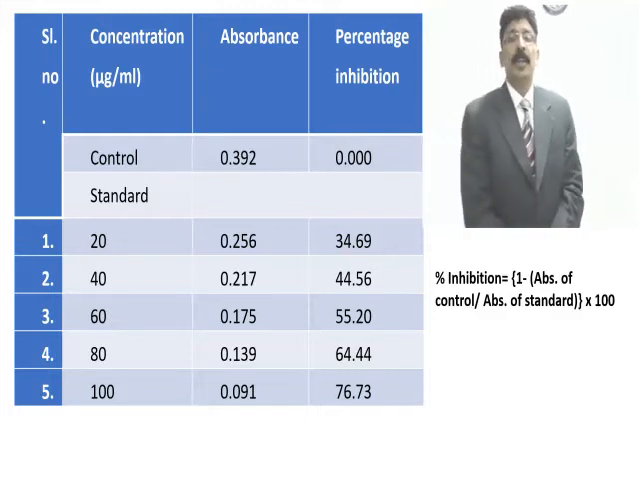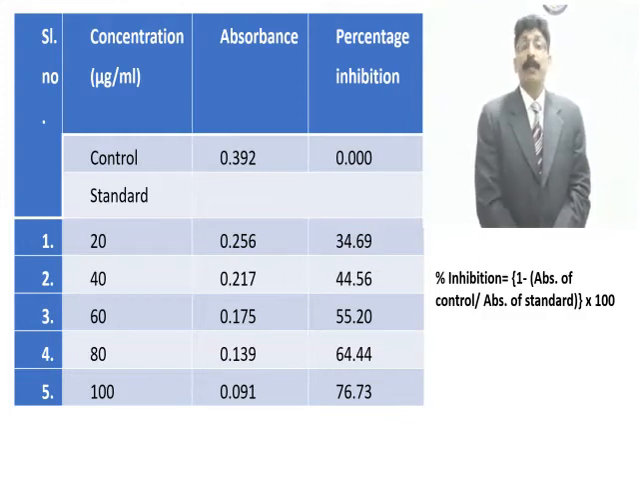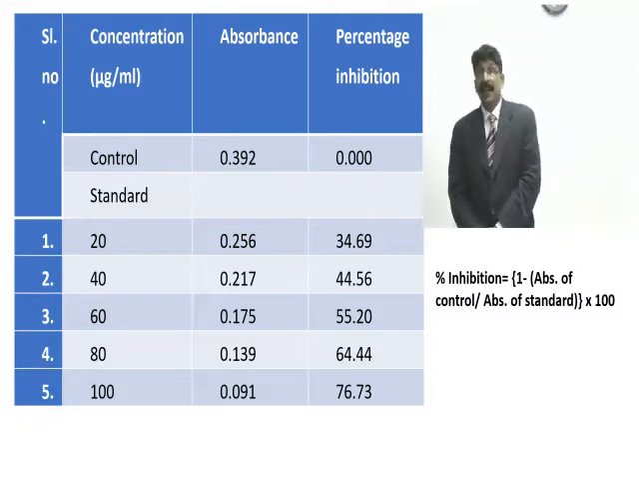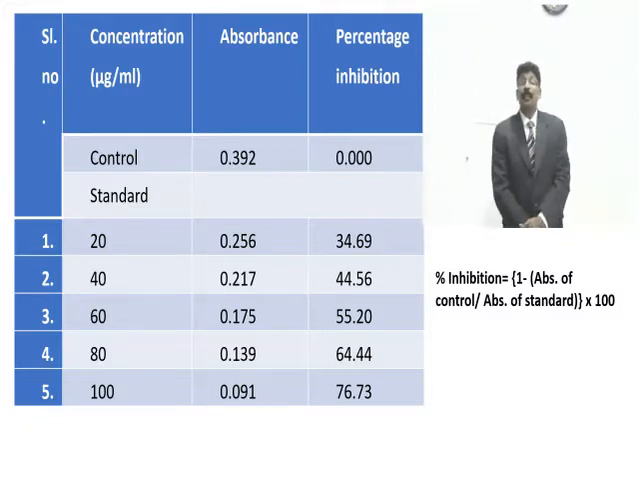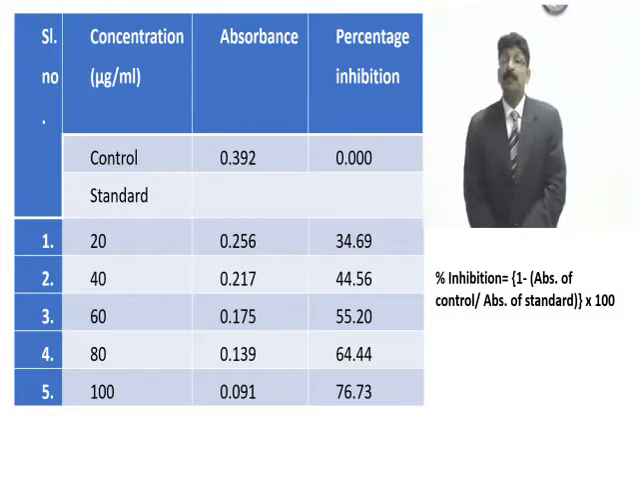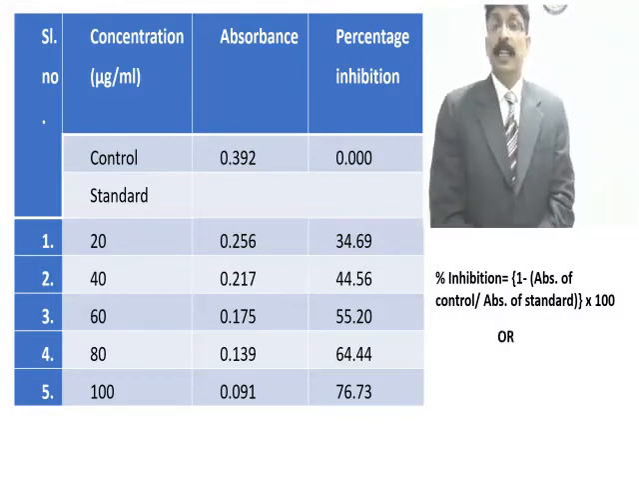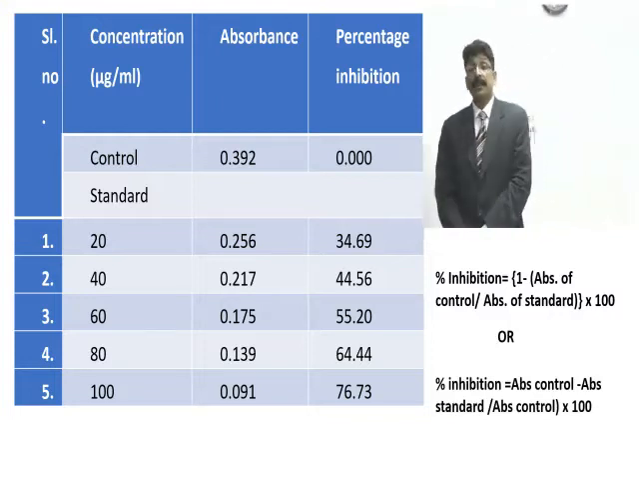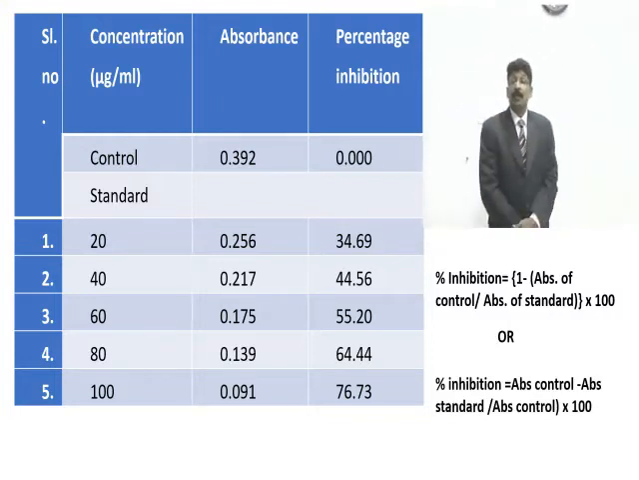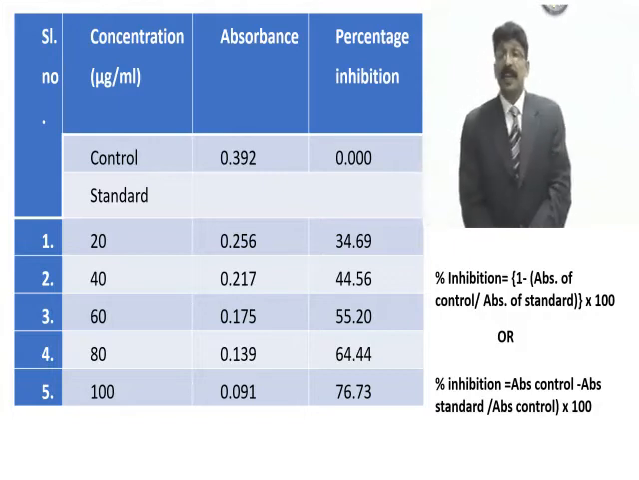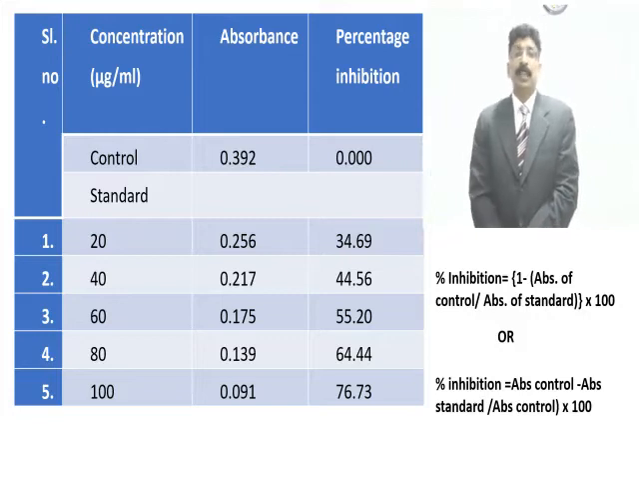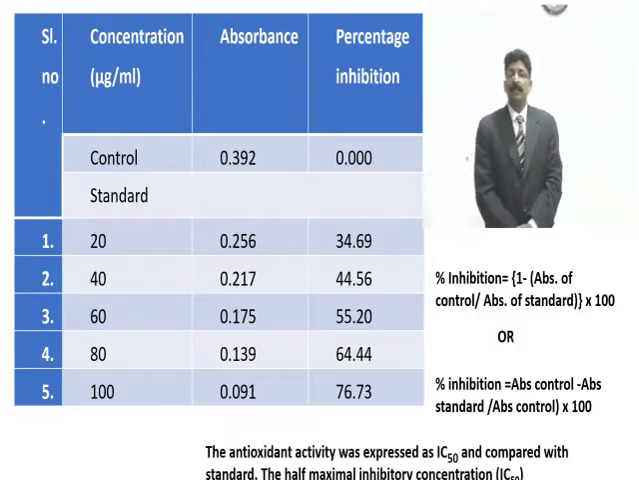So you can see that at 20 microgram, you had an absorbance of 0.256, and then you calculate the percentage inhibition by the formula shown there. The formula can also be used in this form: instead of going for 1 minus, you can go for absorbance of control minus absorbance of standard, divided by absorbance of control into 100. This is simply a mathematical expression. So this is the calculation which is made, and from it we have to calculate IC50.